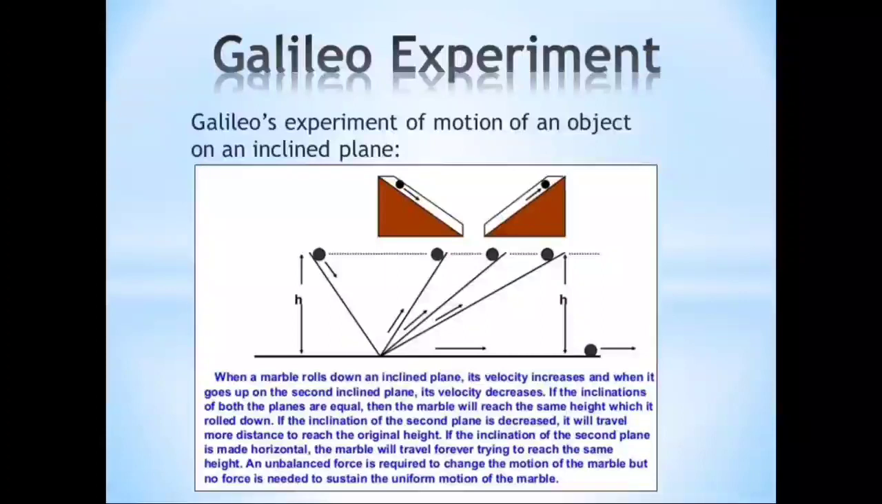But in practical situations, it is difficult to achieve 0 unbalanced force because we cannot make the frictional force 0. Frictional force is a force which opposes the motion. When any object is moving on a surface, the frictional force will act in the direction opposite to its motion and it will oppose the motion of the object. So you cannot make the frictional force exactly equal to 0.